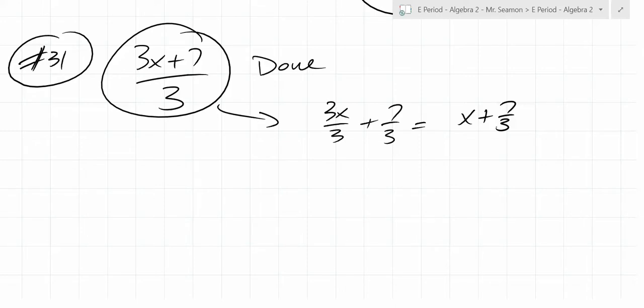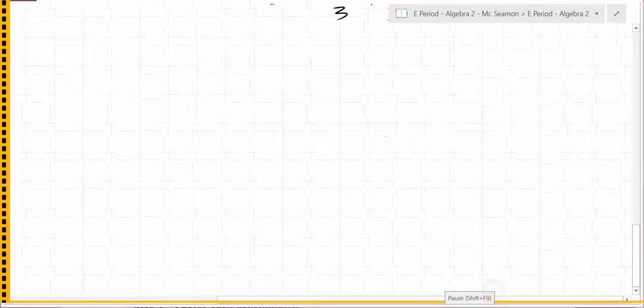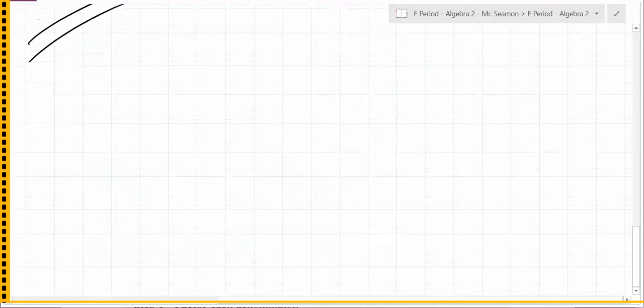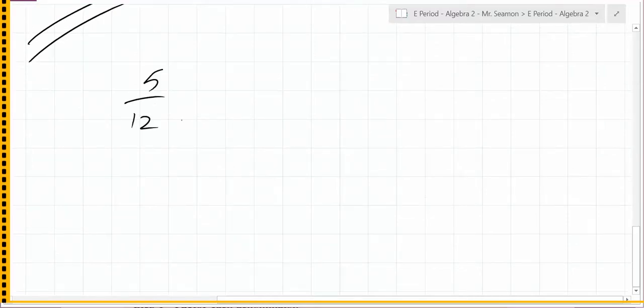It's already simplified. It's already most simplified. And 4. Let's say I asked you to do 5 over 12 plus 7 over 15. If I asked you to add those fractions, what would you need to do first? In complete sentence form, what would you need to do first?